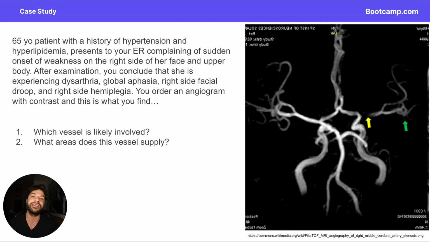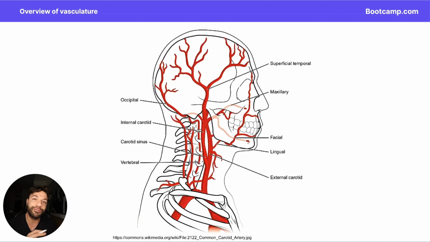So what we want to answer is, which vessel is likely involved right here, and what areas is this blood vessel supplying? So first, just a quick overview of how we get the blood vessels into the cranial cavity. Of course, you remember from head and neck, we have two pathways. One's going to be anterior, going through that carotid canal, and the other is going to be posterior, going through the foramen magnum.